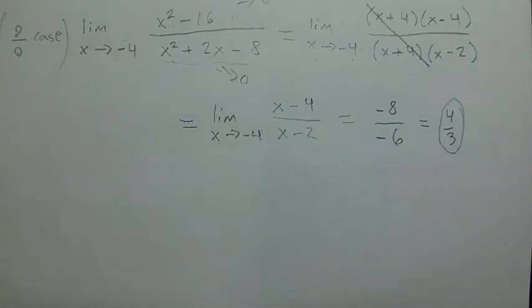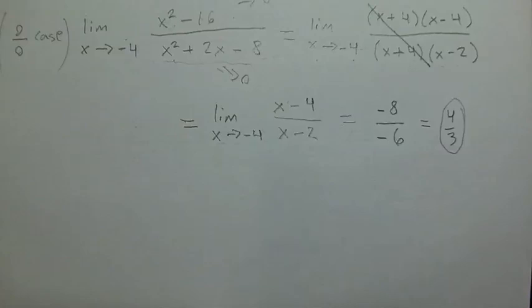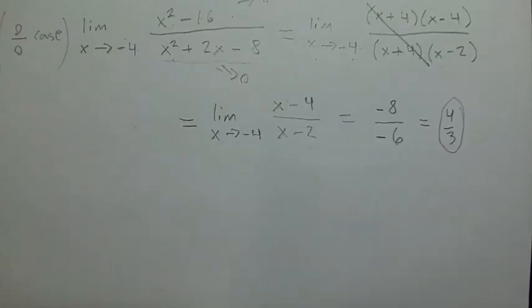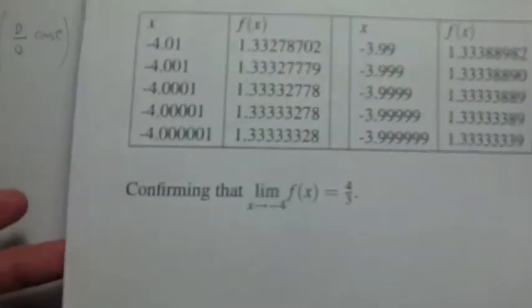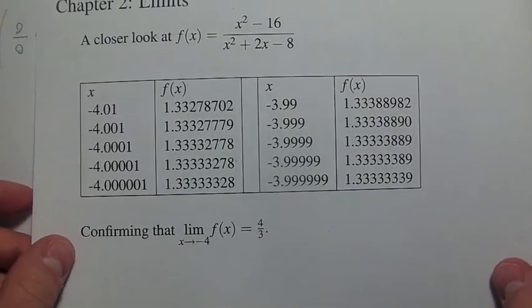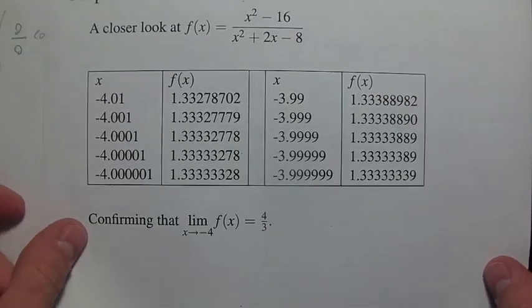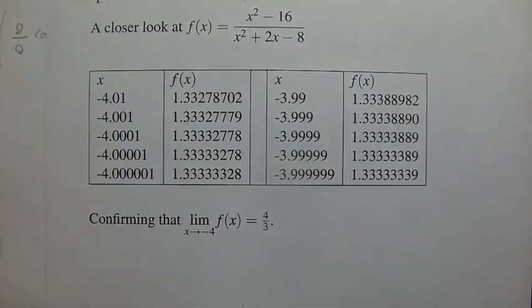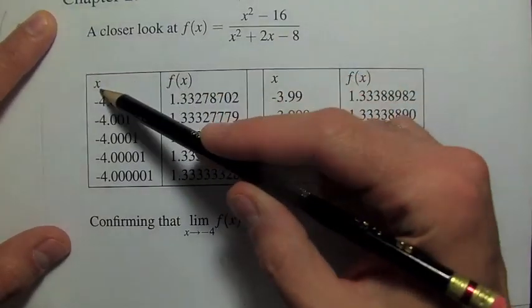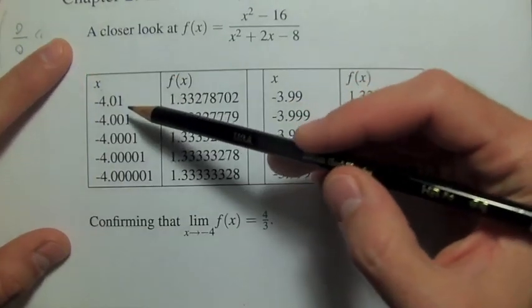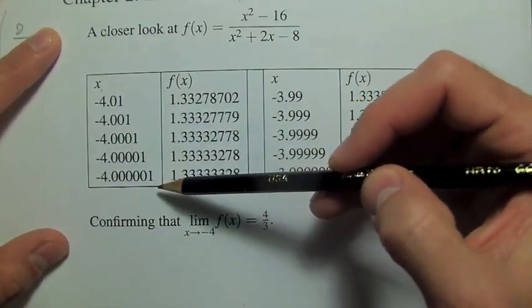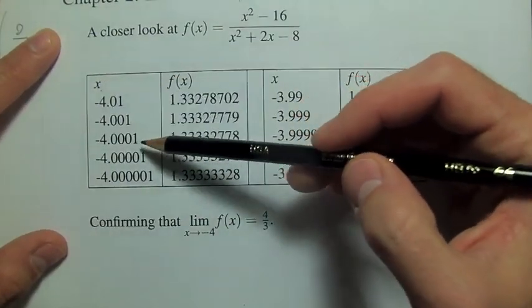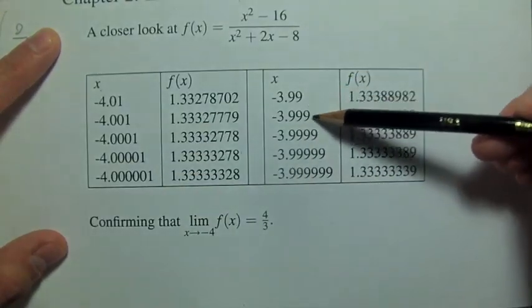All right. Now, I want to show you a little something here. I basically just said, hey, we can factor and it works out. But let's take a closer look at this example. Here's a table that I made of this very same problem, and I looked at my x's as x got really close to negative 4, from one side and from the other.